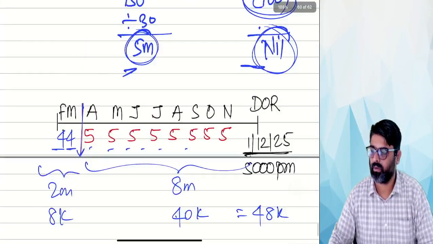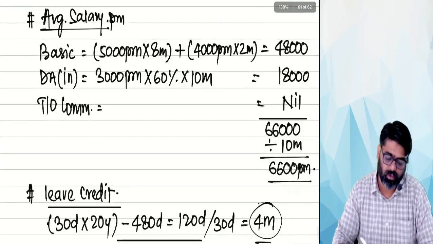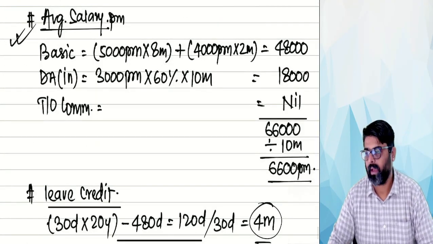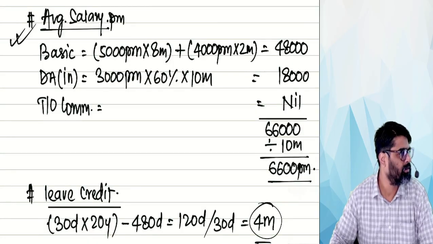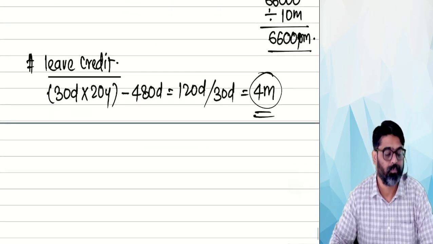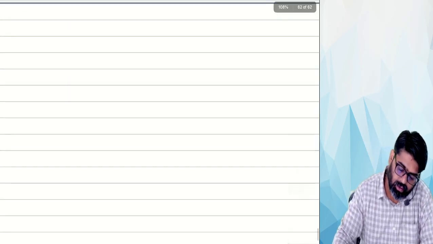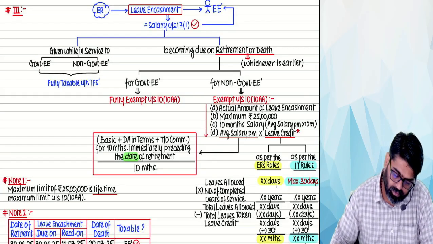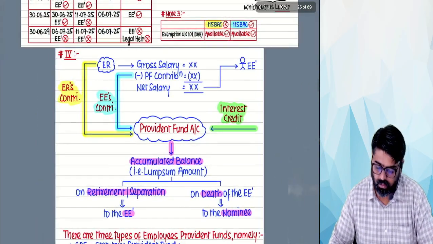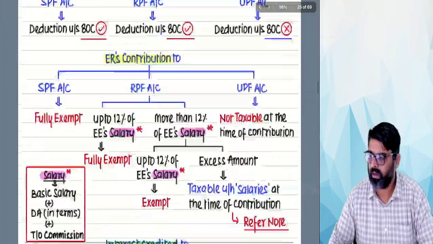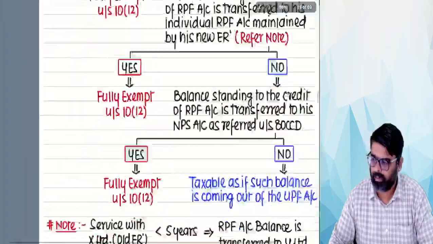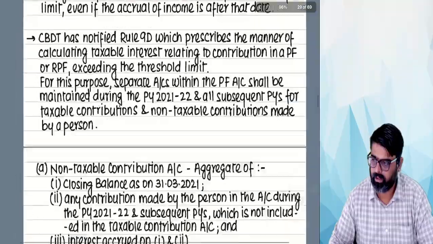Entire question, no? Only one thing is important: how to calculate your average salary. Other than that, it is only that. Understood, no? Okay. So now let's move on to the next part. The next part, we are going to do provident fund. No, provident fund we will take in the end. Right now, I am going to discuss retrenchment compensation.